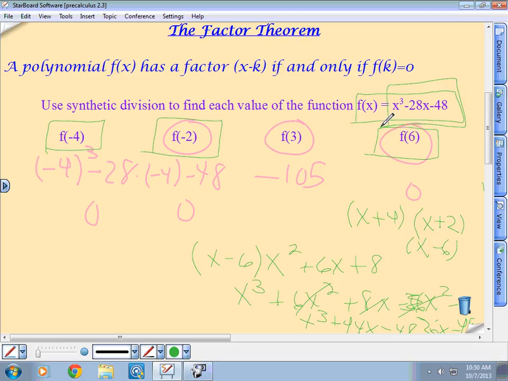What else does that tell us? Anything else? Where it crosses the x-axis. Good. I actually knew something for once. Minus 4, minus 2, and 6. So these are all x-intercepts. That's where it's going to cross the x-axis.